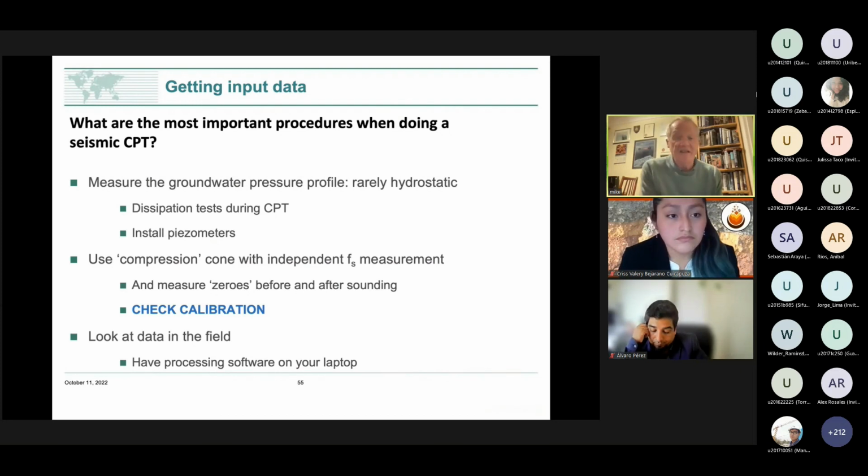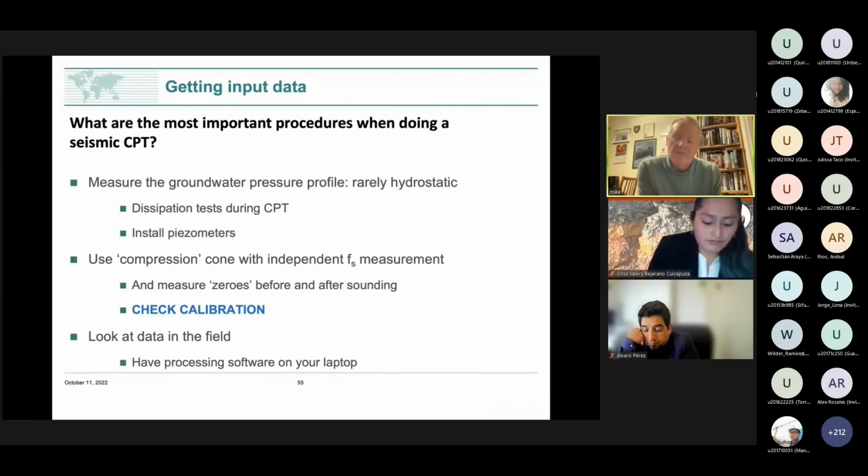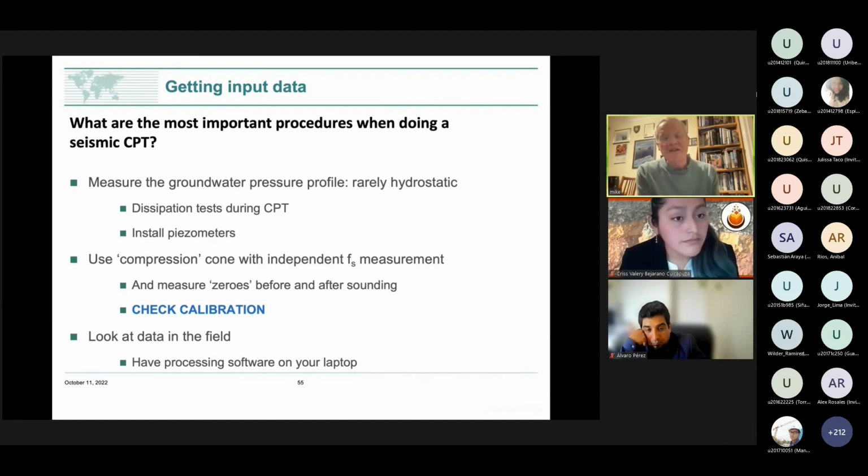And the final thing I say is look at the data in the field. These days, we've all got laptop computers. There are various programs for processing and plotting CPT data that run on your laptop. So maybe you do a day's testing and then you go home or back to the site office. Just look at the data. Does it make sense? Does it fit your expectations? So this is not so much about the seismic aspect. This is CPT testing, things to watch out for. And these are the things I've found trip up other testing campaigns. So that's my answer to that question.